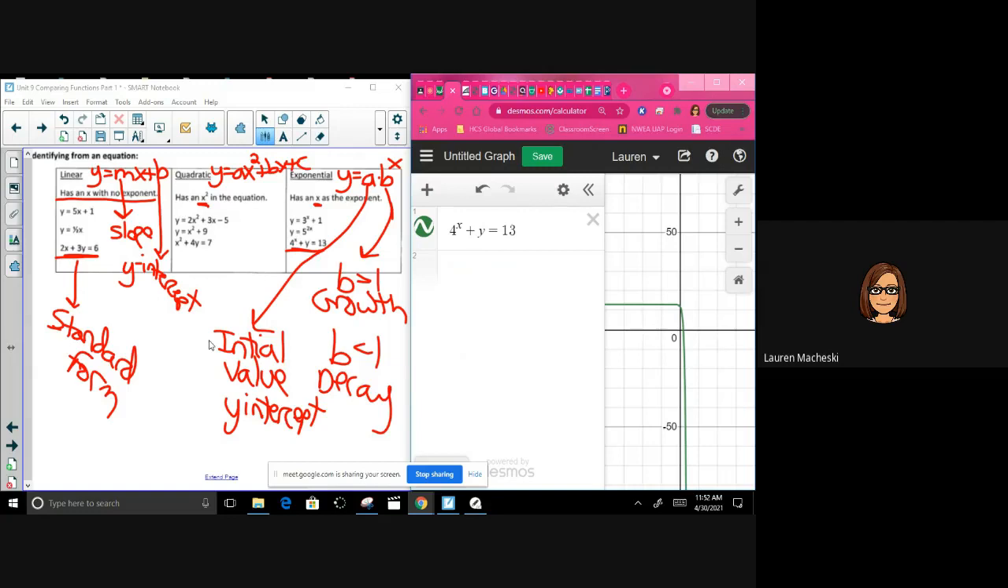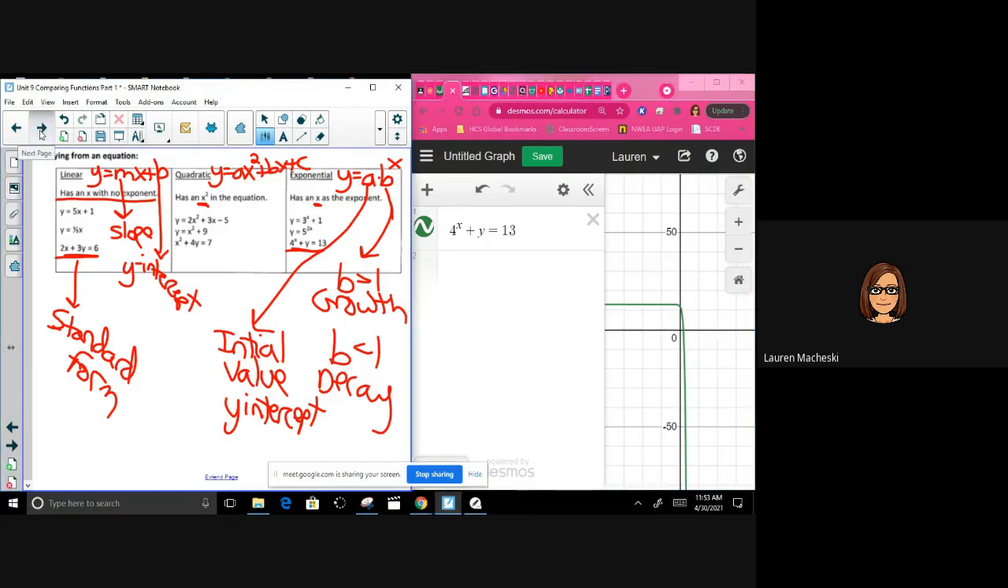When in doubt, if you feel like you can't tell from an equation, just go ahead and put it in your calculator, see what the graph does. The graph of a linear is going to make a straight line. The graph of a quadratic is going to make a parabola. And the graph of your exponential is going to make that smooth curve, whether it's increasing or decreasing. Everybody got all that part down?